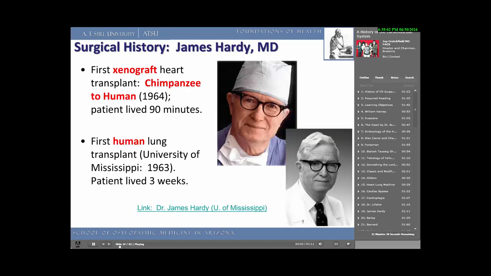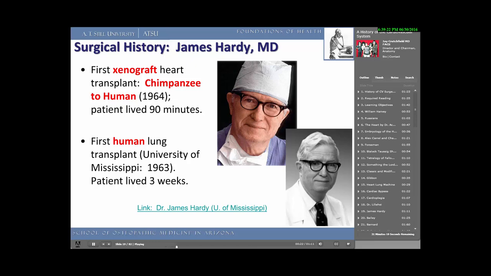At the University of Mississippi, Dr. James Hardy got the crazy idea after he did the first successful human lung transplant in 1963 that he could take the heart from a chimpanzee and sew it into a human being. That patient lived for 90 minutes and never got out of the operating room.